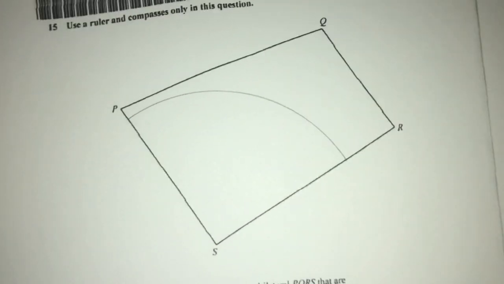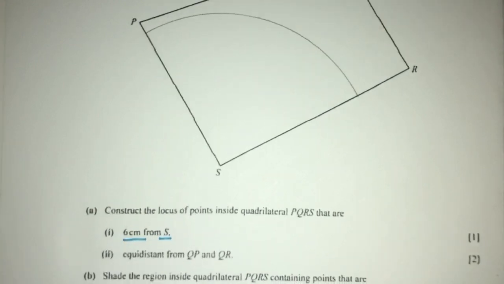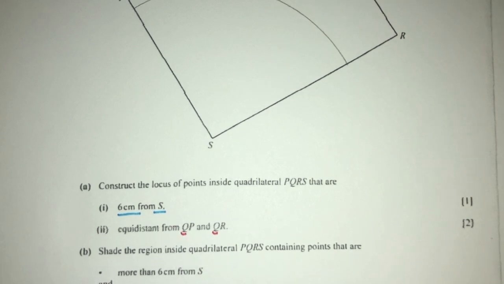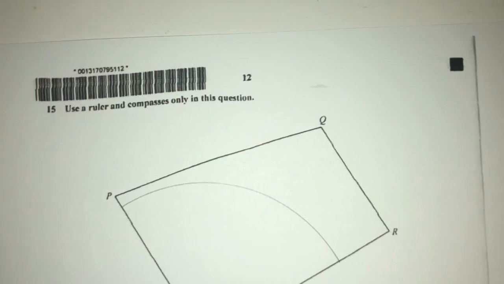Should be something like this. That is part 1 done. Now part 2, it has to be equidistant from QP and QR, but here we have Q and Q which are common, so it means that we have to draw the angle bisector of angle Q.